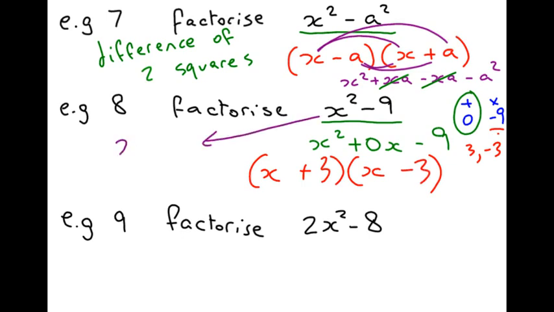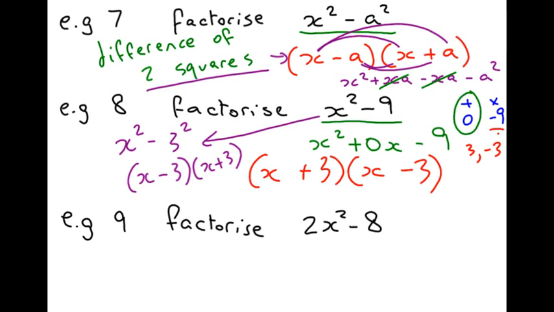You can think, well, this is x squared, and it's minus 3 squared. And the difference of two squares tells me it's going to be x minus 3, x plus 3. Okay? Two ways, up to you. Really don't mind. Can be a bit more tricky, like in example 9.